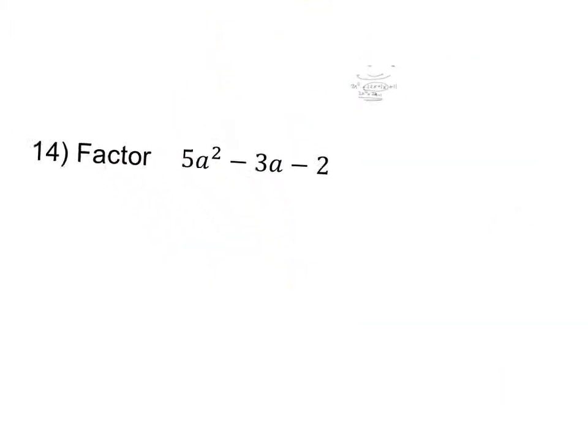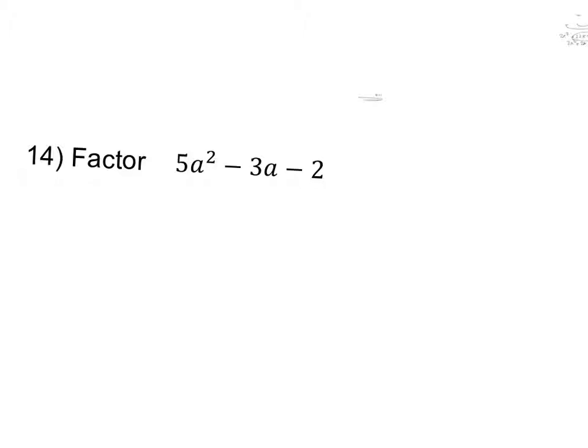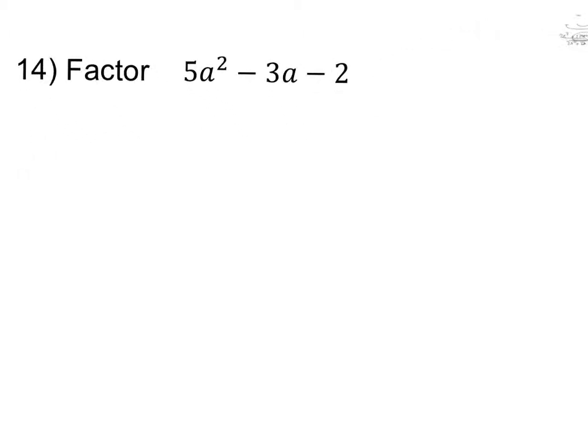So when I look at this one, I say, is it in standard form? Yes, it is. Is there a GCF? No, there's not. Is it a special case? No. So what's the next method? ACB. I always like the little chart because it kind of helps me. A is 5, C is -2, and B is -3. What multiplies to -10 that adds to -3? -5 plus 2. -5 and positive 2.